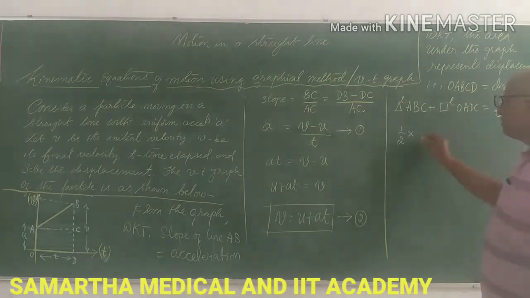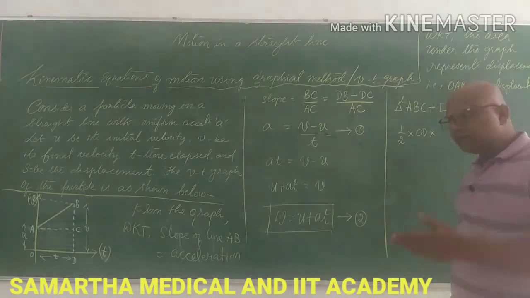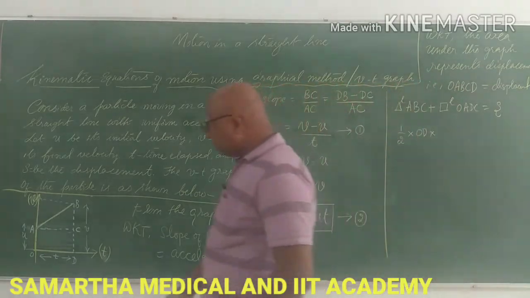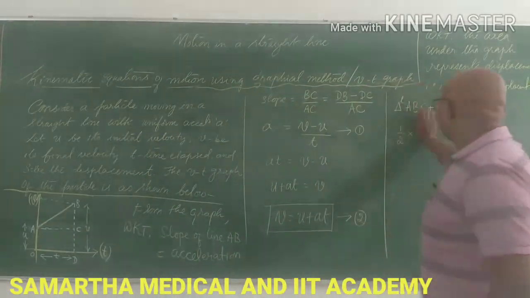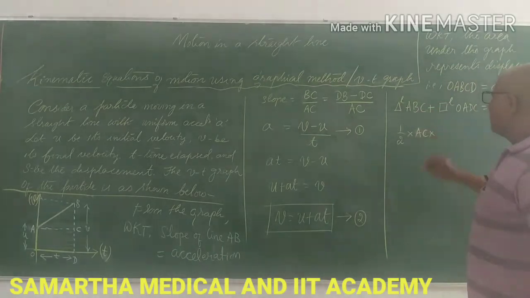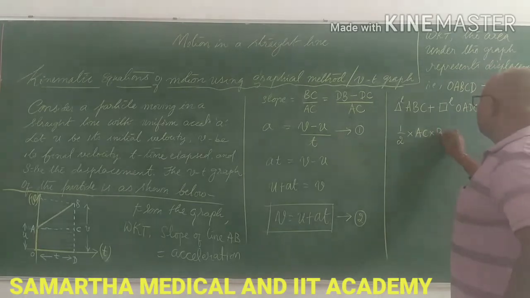Half into base means OD into height. What is the area of a triangle? Half into base into height. What is the base of the triangle? Base of the triangle is AC, right? AC is nothing but OD. AC is the base of the triangle. Height of the triangle is BC.